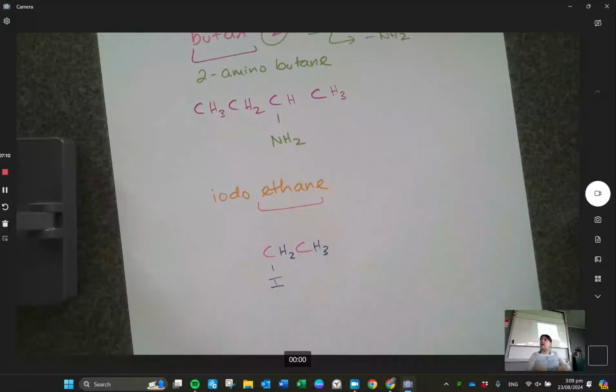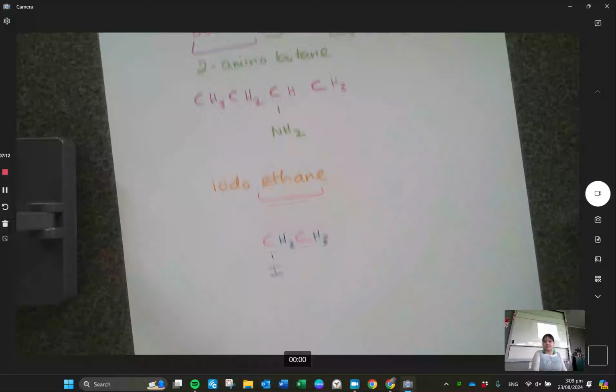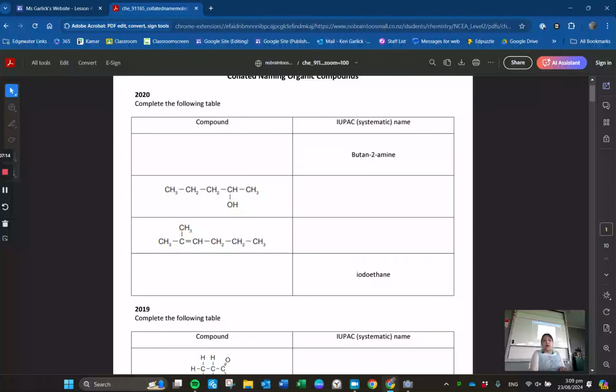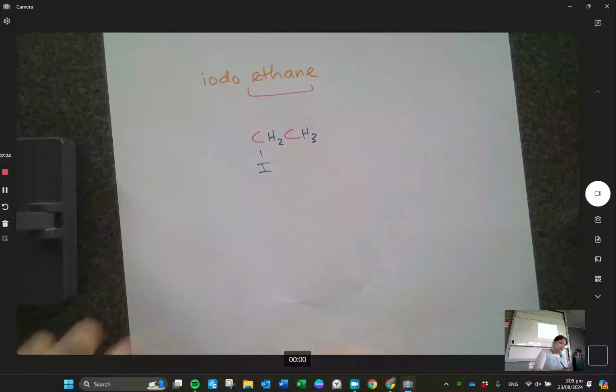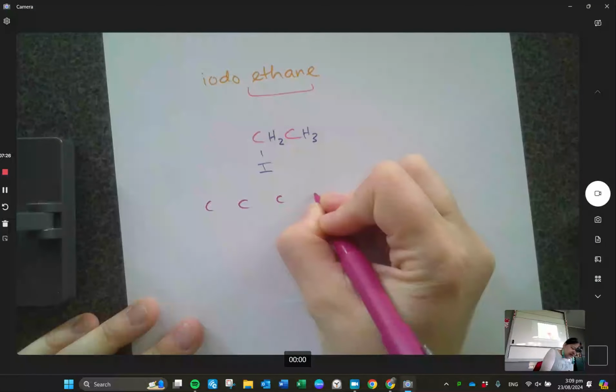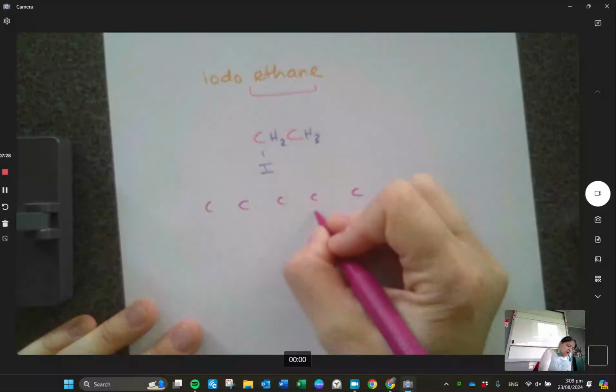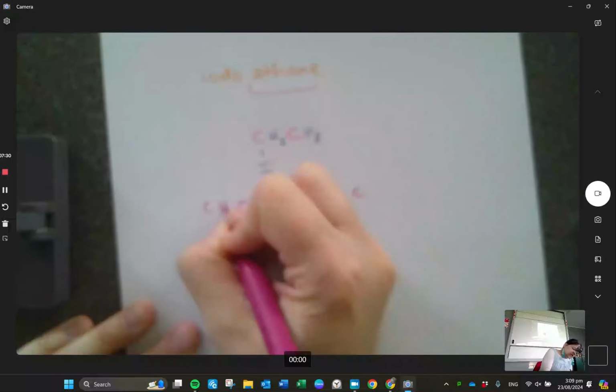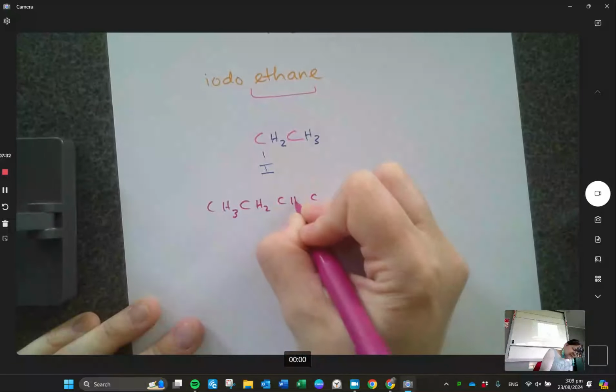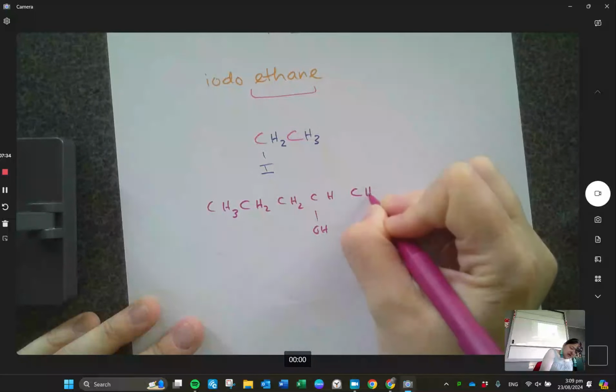Okay? Let's go in the other direction now. The other direction is we are now naming it based off of the drawing. So that has 1, 2, 3, 4, 5 carbons and an alcohol on carbon number 2, and then all the hydrogens have been filled in that diagram. So I need to figure out how to name that guy.